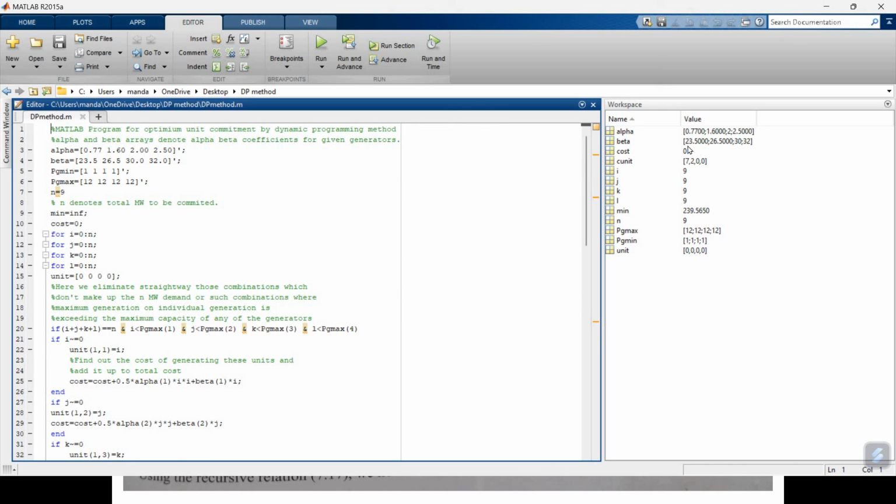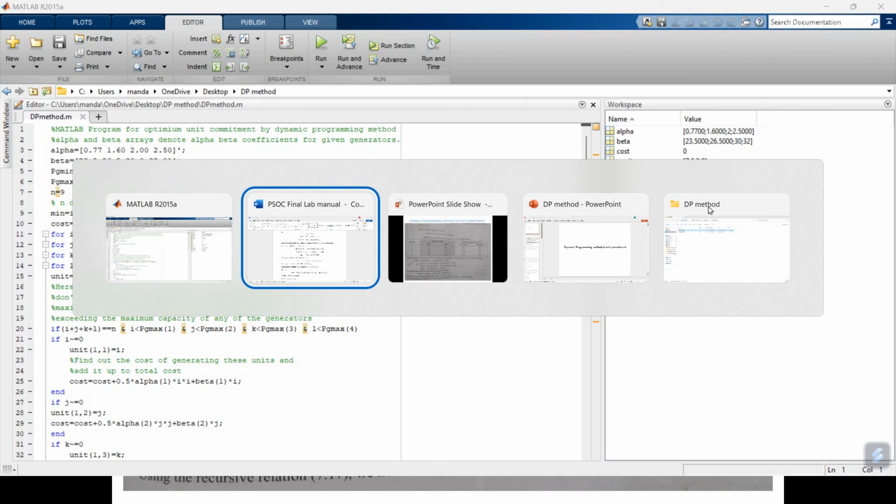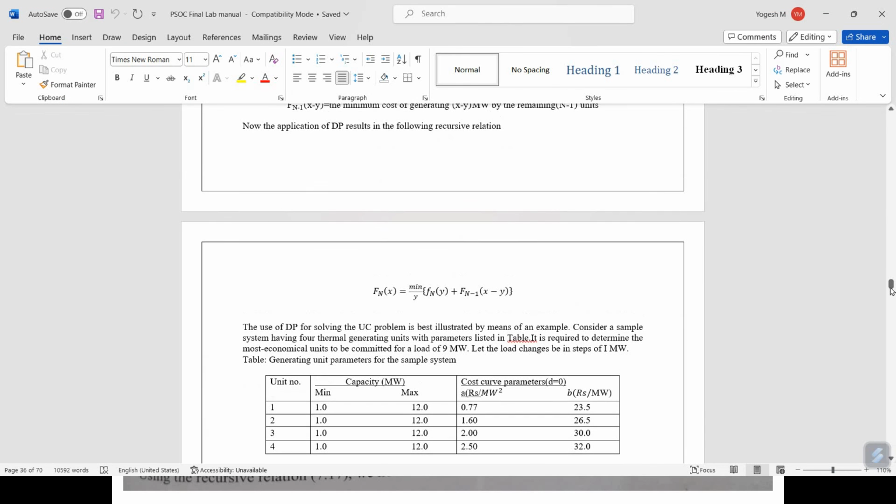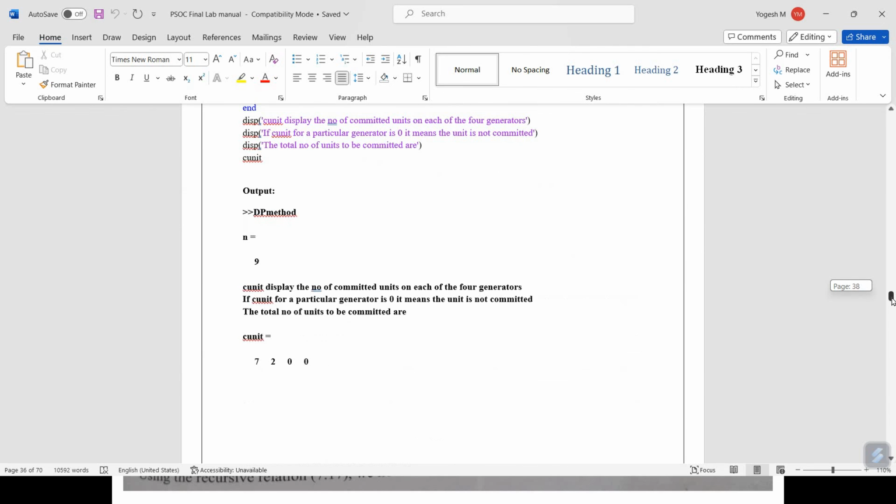See here, the alpha parameters are given, the beta parameters are given, and cost is 0. What is the meaning of C unit? I have explained the meaning of C unit at the end of this example, in the simulation result. C unit displays the committed units among the four generators. If C unit for a particular generator is 0, it means the unit is not committed, that is, that generator is off. And if C unit has a particular value, that much load is shared by the generator.